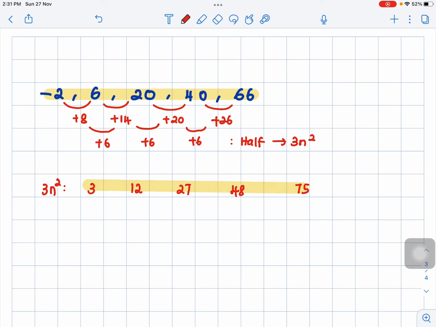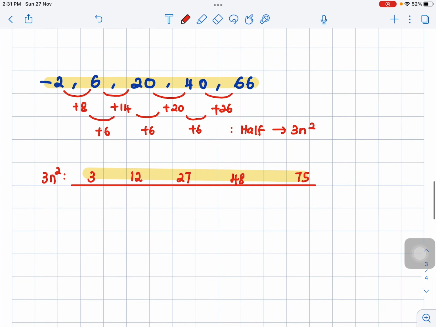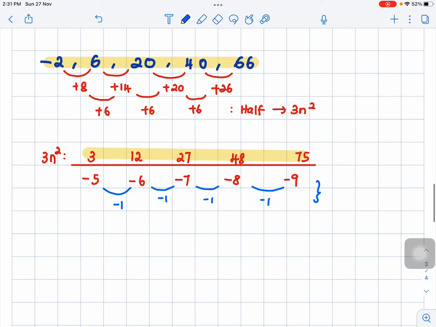Let's see what we get. Negative 5, negative 6, negative 7, negative 8, negative 9. Is it the same? It is not the same. So you got to watch out here. So what we are going to do? We're going to go one layer and figure out. I know it's going to be something related to linear. So this is minus 1, minus 1, minus 1, minus 1. So I will be writing minus 1n.